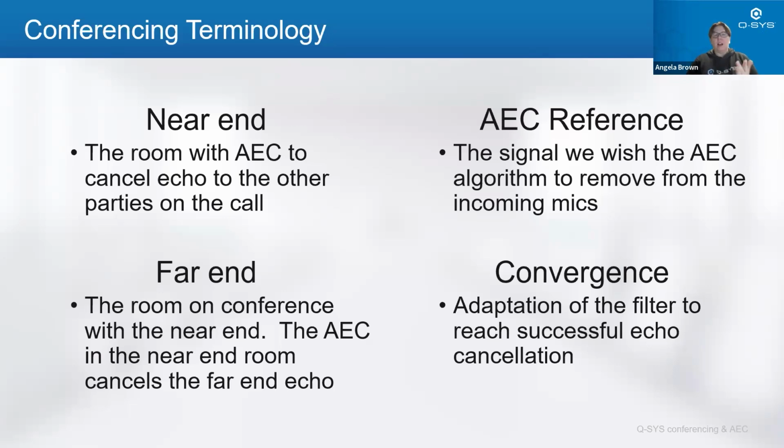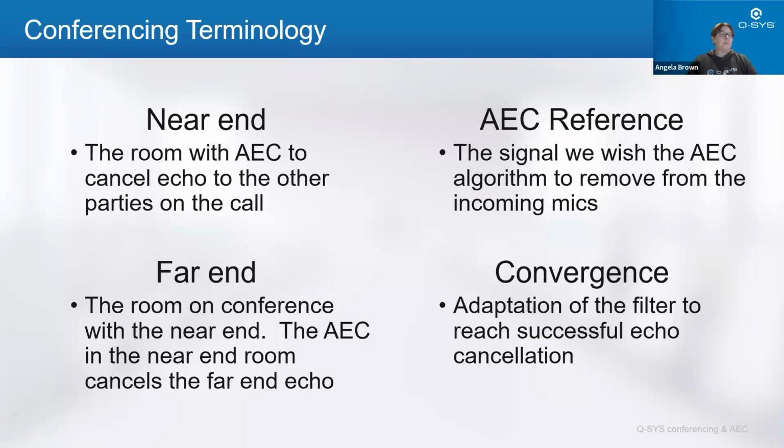AEC reference, we'll just say that this is the information we use to tell the algorithm what to cancel out of the microphone signal in the near room. This is an audio signal that we are going to connect to our AEC block in Q-SYS Designer, and we're going to see that a little bit later on. So basically, you want to think about that as the stuff we want to take out.